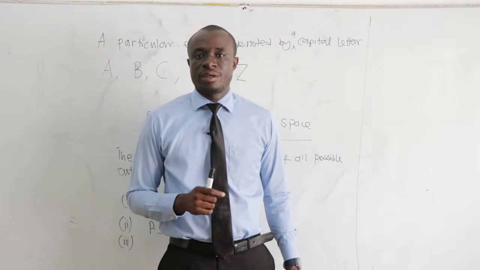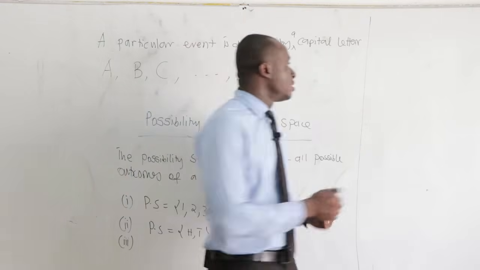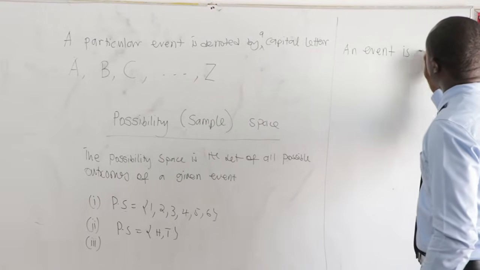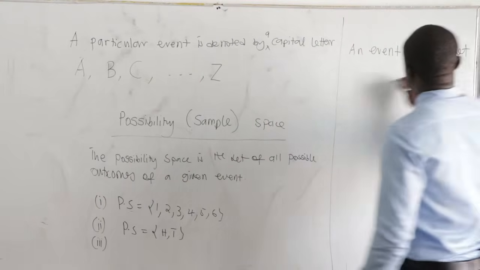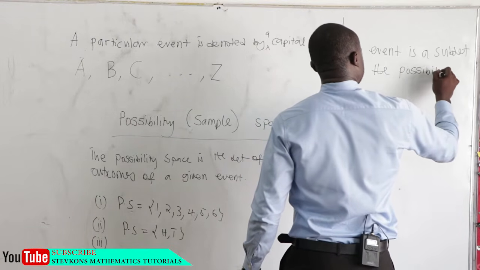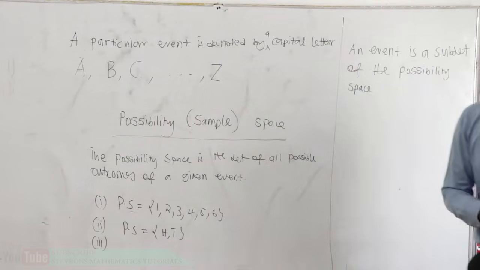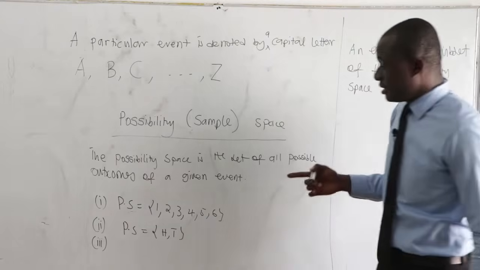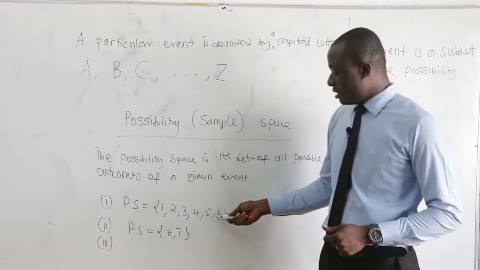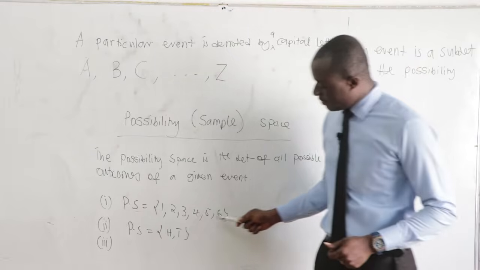Now let's note something. The event is a subset of the possibility space. Now, why are we saying so? The event that we gave was scoring 6 on the throw of a die. So you can see that 6, that was the event, is a subset of this.